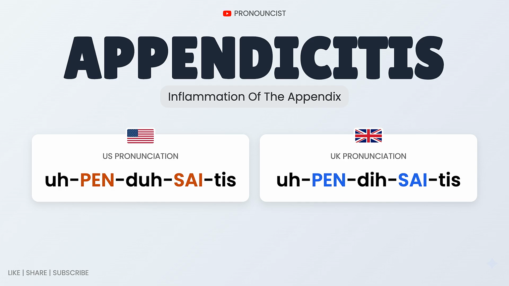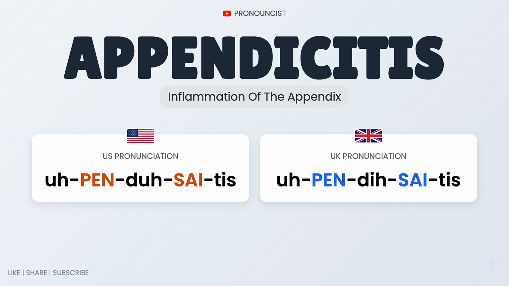Appendicitis. Now, read the syllables of British pronunciation shown on the screen naturally. Pen, sigh, tis, appendicitis. Pen, sigh, tis, appendicitis. U.S. says sigh, UK says sith.